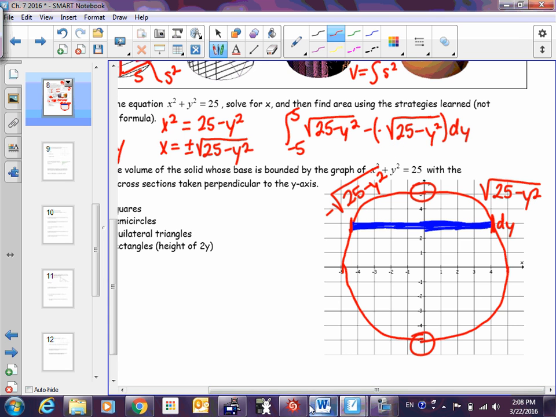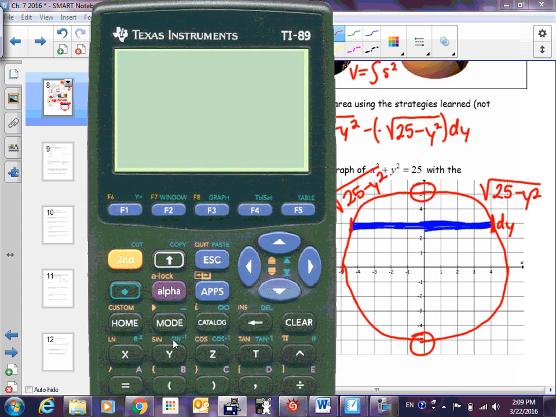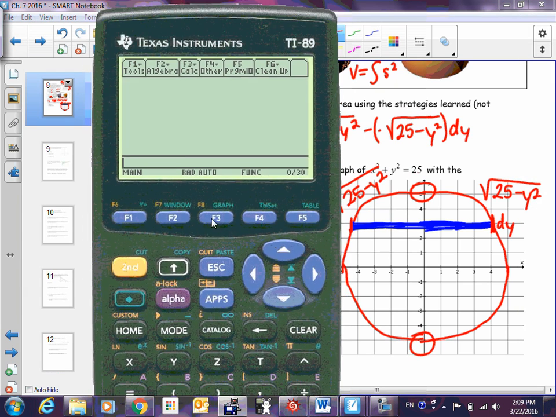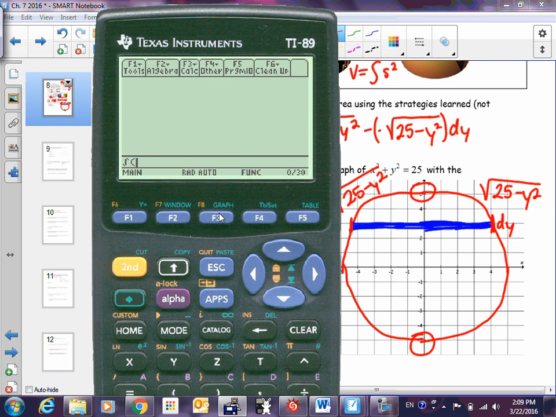Let's go ahead and type it in the calculator and make sure that we understand how to type it in and that we end up getting 25 pi. And then we'll move on to the new stuff. So I'm just going to kind of go over this. You should have your calculator out doing the same thing.